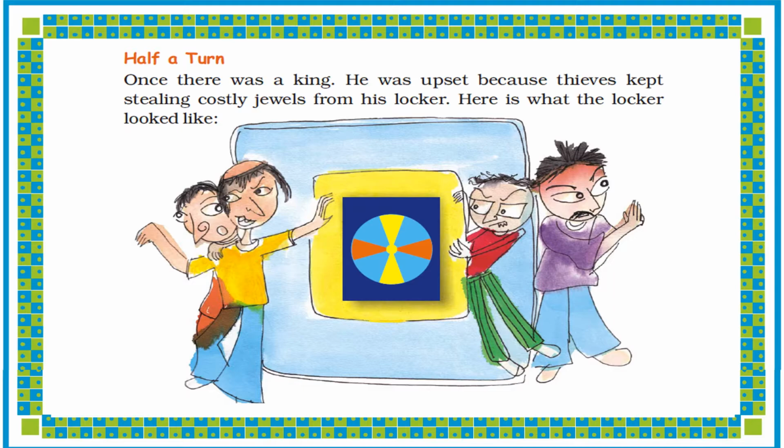Half a turn. Once there was a king. He was upset because thieves kept stealing costly jewels from his locker. Here is what the locker looked like. So this is the king's locker where he used to put his costly items.